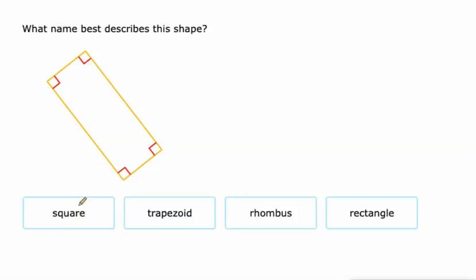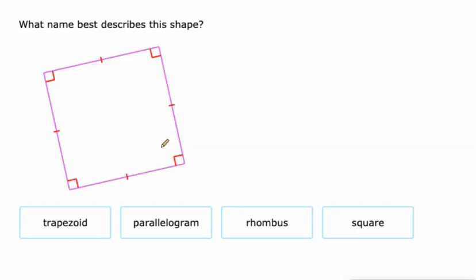It has four right angles, but not four equal sides, so we can't call this a square. It's got two sets of parallel sides, so we would not call it a trapezoid. Rhombuses have four equal sides, so it's not that. So the best we can call this is a rectangle. This has four right angles. That does make it a rectangle, although that's not one of the options.